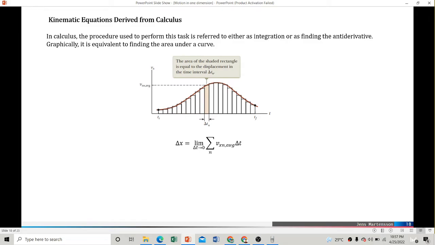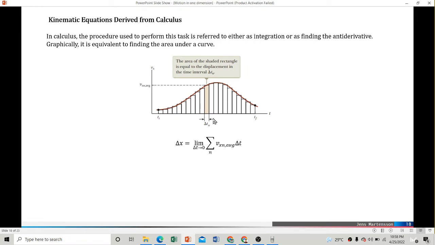So our change of x, or our displacement here, is equal to the limit as the change of t approaches 0. Why do we let it approach 0? The narrower the rectangle becomes, the better it fits the curve. The thinner the rectangle, the more it fits our curve here. That is why the change of t is made to approach 0.